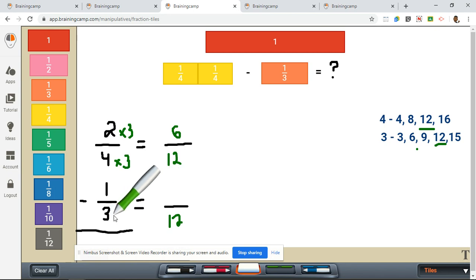All right, now for 1/3, how can I get from 3 to 12? I'm going to multiply the denominator by 4. What you do to the bottom, you do to the top. Hey, you're getting the hang of it. Good job. 1 times 4 is 4.